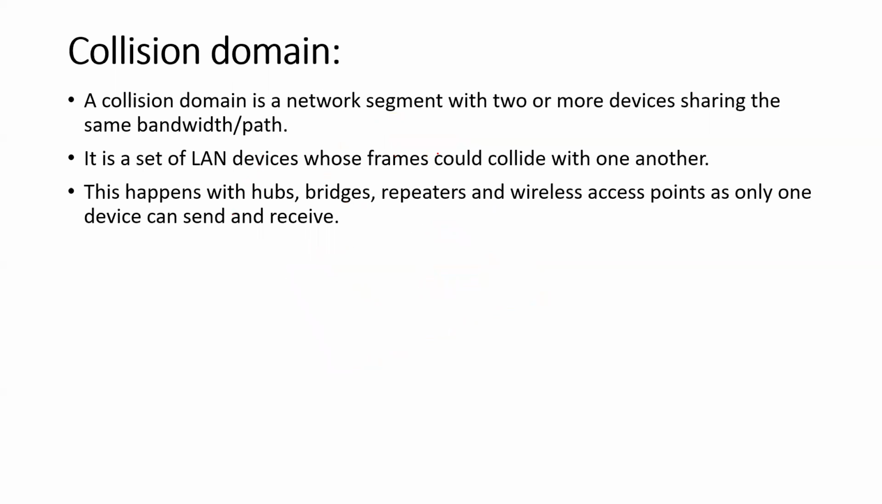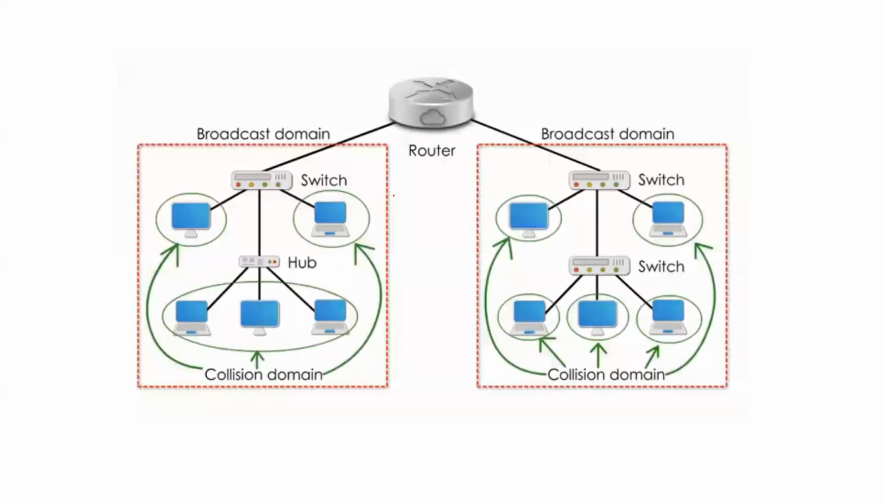And we have the collision domain. A collision domain happens in the case of hubs, bridges, repeaters, and all these things. A collision domain is a network segment where two or more devices share the same bandwidth or the same path. So let's discuss collision domain and broadcast domain in detail by using these diagrams.